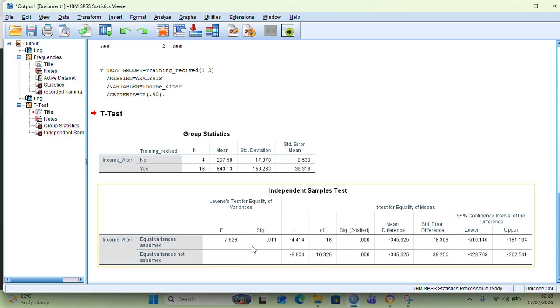You can even see in this group statistics that for those who did not receive training, the mean of the income after was 297, and for those who received the training, the mean income was 643.1, which is a big difference of around 300 or 400.